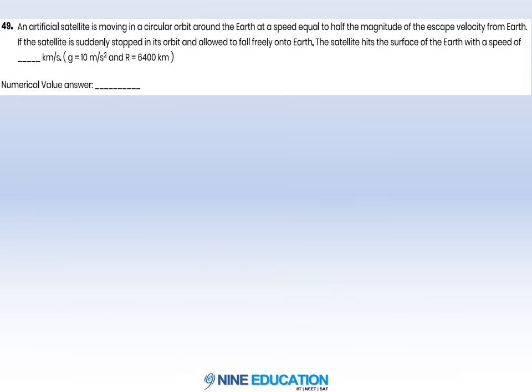In this question, a satellite is moving in a circular orbit around the Earth, with orbital speed equal to half of the magnitude of the escape velocity from the Earth. If the satellite is suddenly stopped, meaning kinetic energy becomes zero in the orbit, and allowed to fall freely onto Earth, the satellite hits the surface with what? So what is given in the question? Orbital velocity is half of escape velocity.